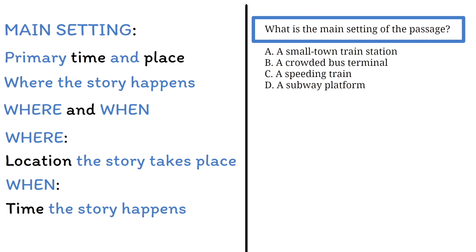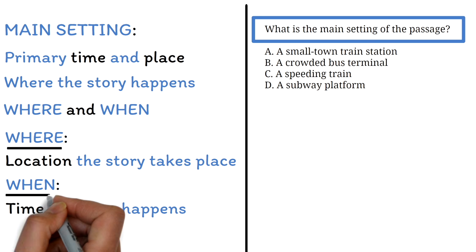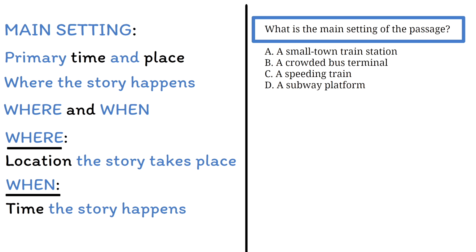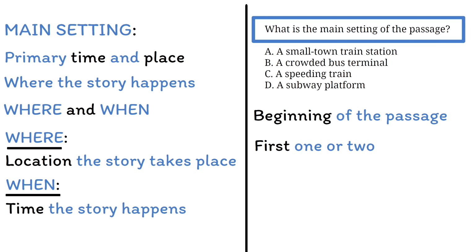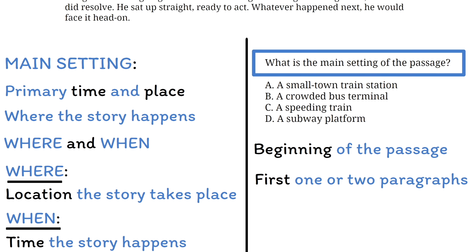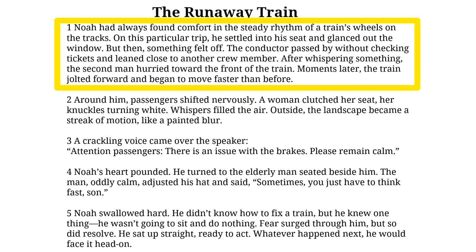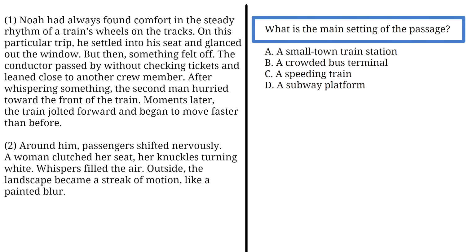Now, to answer this question, we need to find out the where and the when of the story. Note that the where and when of a story are usually introduced at the beginning of the passage, most often in the first 1 or 2 paragraphs. So let's go to our passage and bring the first and second paragraphs to our bottom left side and use it to answer our question.